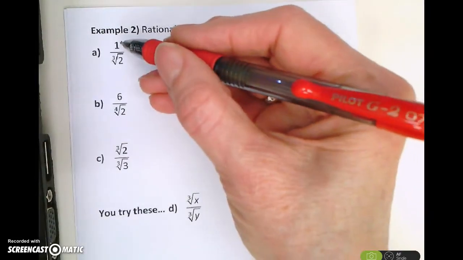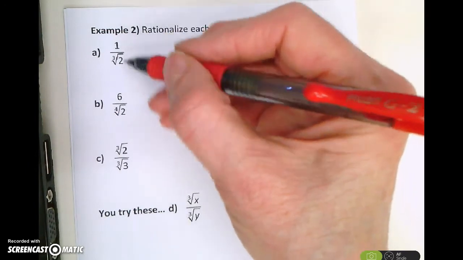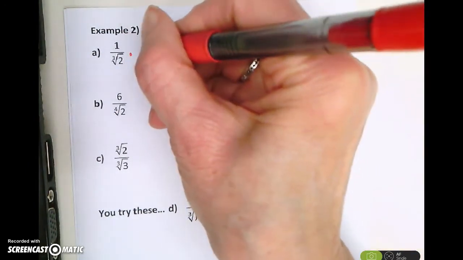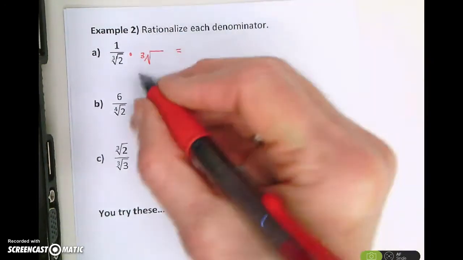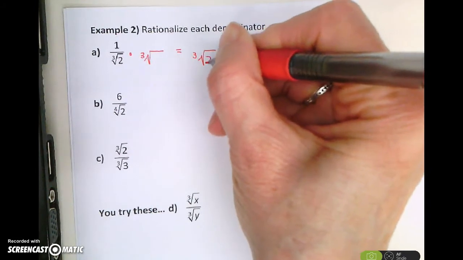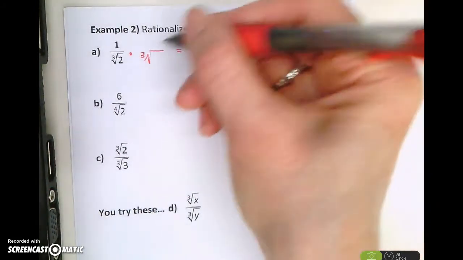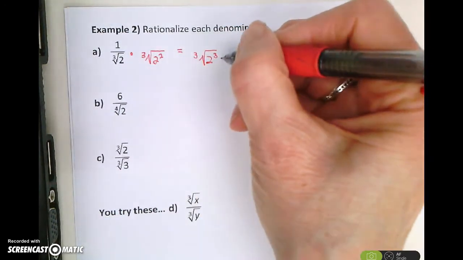So example 2, I have 1 over the cube root of 2. I have this radical that I can't reduce or simplify. So I want to multiply it by another cube root in order to make this perfect. So I want to end up with a cube root of 2 to the third right there. So I have 1 two, I'm lacking 2 more, and that's going to give me this.